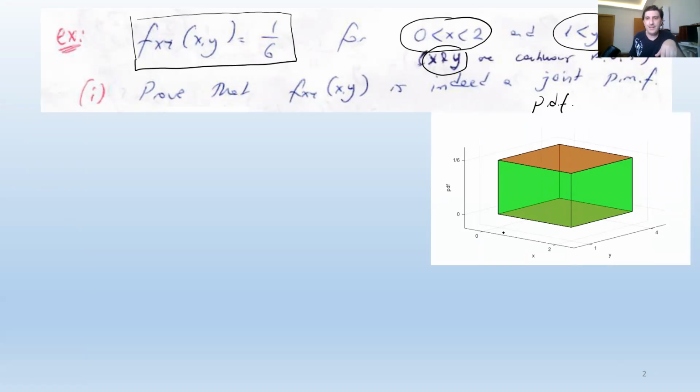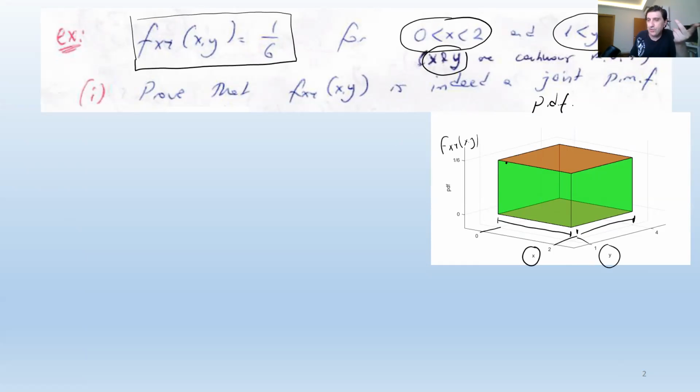So what we have here is X between 0 and 2, so it is this region. And Y is between 1 and 4. Over the overall X and Y region, we have a constant probability density function. This is f(x,y). Everywhere it is 1/6. So the question is, prove that f(x,y) is indeed a joint probability density function.